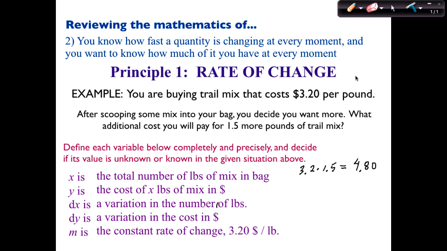Okay, so I know I've got a couple Gabes. Where's one of my Gabes? Gabe, this one right here. Can you do that? So how would you rewrite this equation right here using these symbols? M, so this is my constant rate of change, times the variation in my pounds gives me variation in cost. Agree with that? Okay, so I'm just going to change the order here. I'm going to say dy equals m dx. Okay?